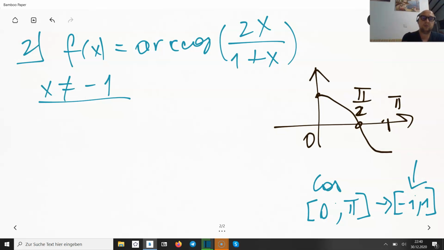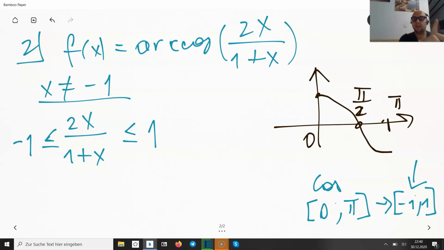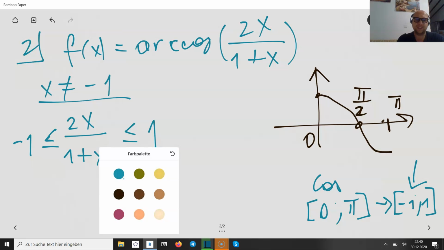So that means we want to solve this one. We want to solve 2x divided over 1 plus x is less or equal than 1. And now you see x isn't allowed to be -1. X isn't allowed to be -1, but the argument for the arcus cosine could be -1. Don't get confused, as I was confused 2 seconds ago.